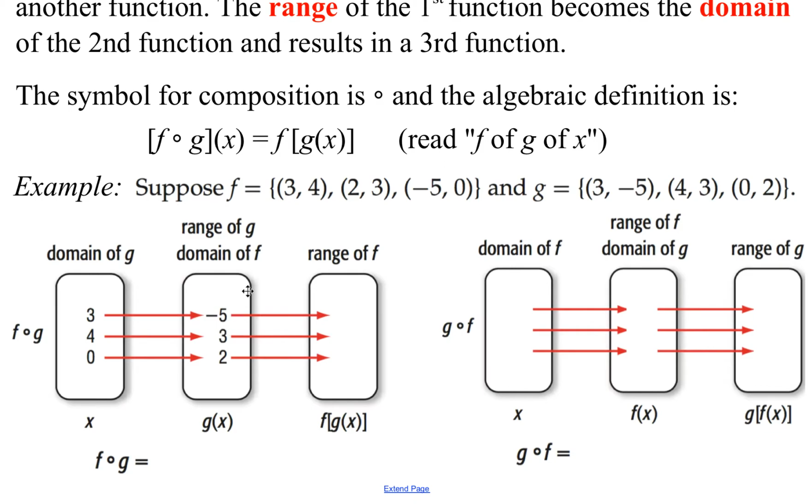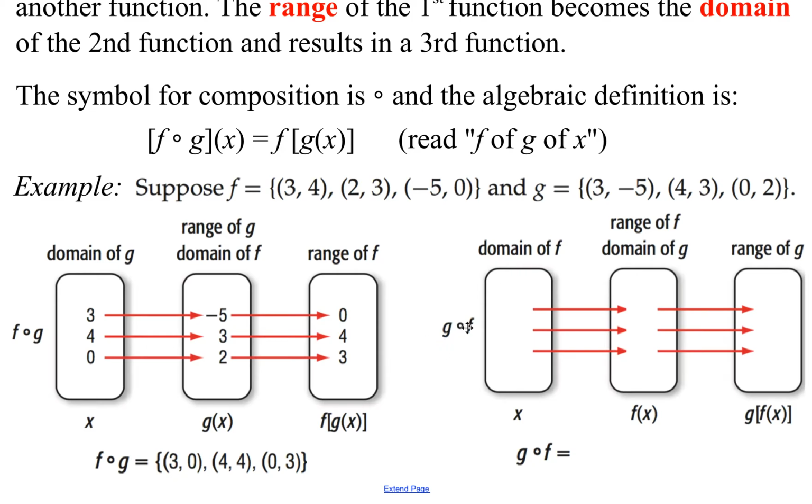So we want to know, what does function f do with negative 5? Well, function f right here takes negative 5 as an input and maps it to 0 as an output. So we'll get a 0 right here. What does it do with 3 as an input? It maps 3 to 4 and it maps 2 to 3. So we will get outputs, or the range, of 0, 4, and 3. So now we can say f composite g is equal to an input of 3 gives us an output of 0, input of 4 gives us an output of 4, input of 0 gives us an output of 3. And so we just write those as ordered pairs.